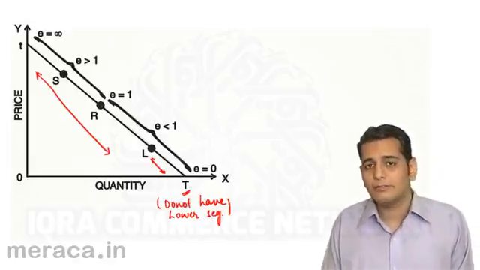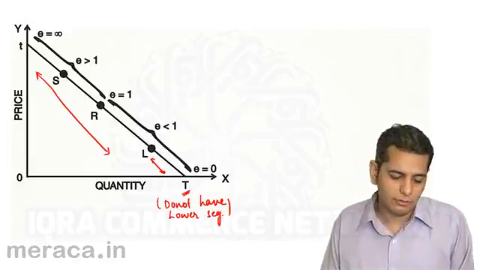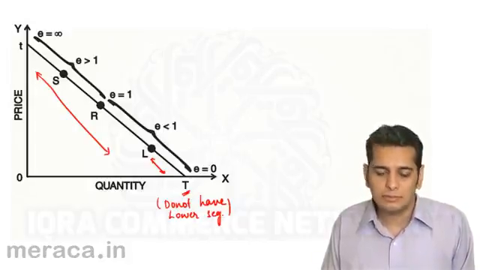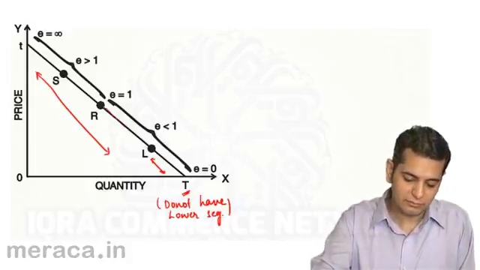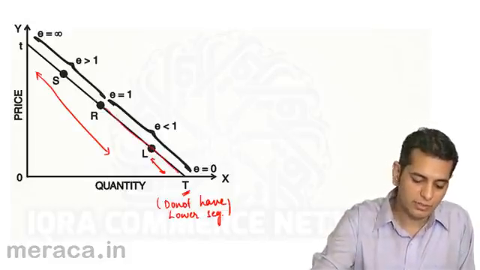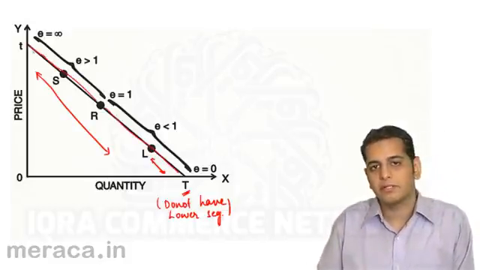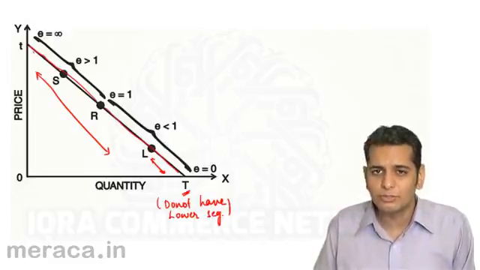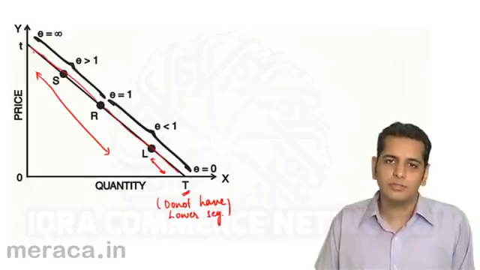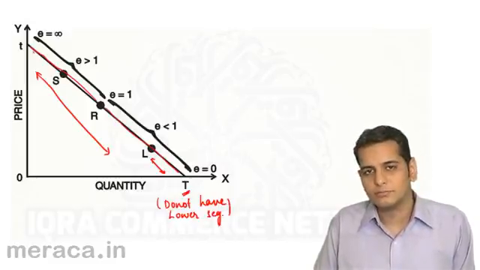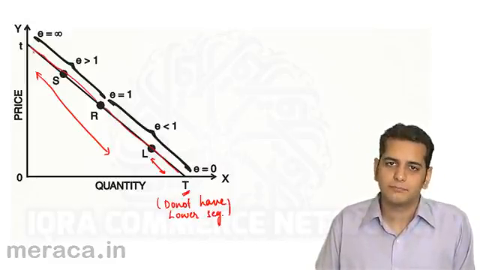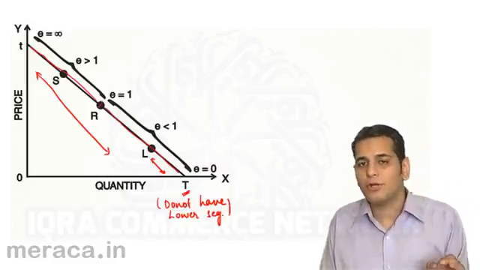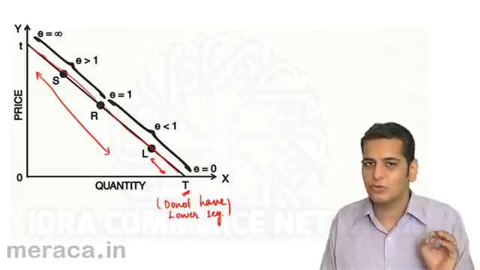At point R, which is the midpoint on the demand curve, what will happen? Here the lower segment is equal to the upper segment. So when you divide two equals, it will always return with an answer of 1. You will always get 1. So elasticity at a midpoint on a straight line demand curve is always 1.